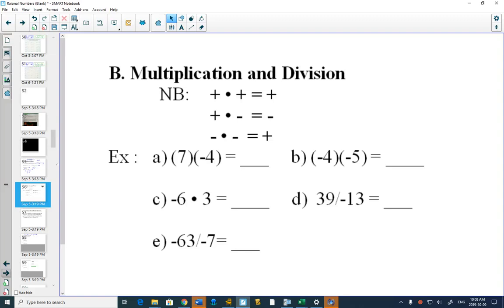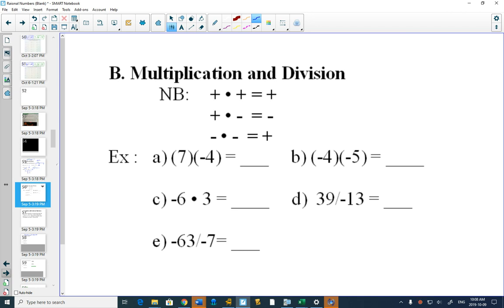Little review of multiplication and division. Remember, we talked about the dot as a representation of multiplication. So if you have a positive number times a positive number, your answer will be positive. If you have a positive number times a negative number, your answer will be negative. And if you have a negative number times a negative number, your answer will be positive. So when you're multiplying, you can multiply your numbers like normal.